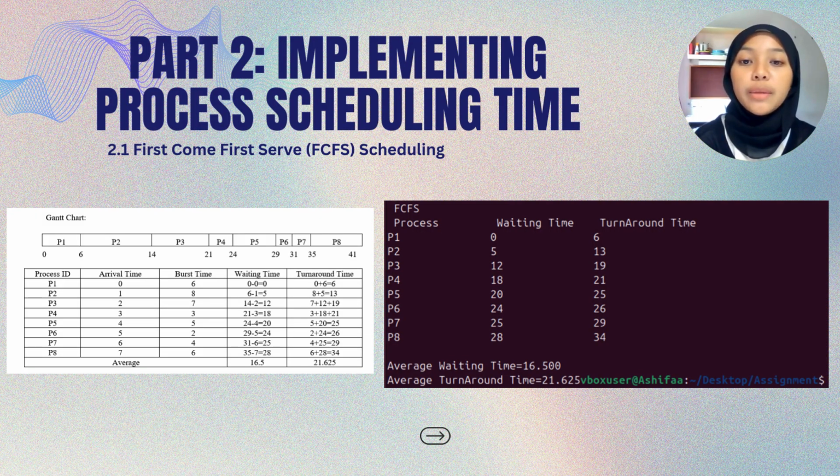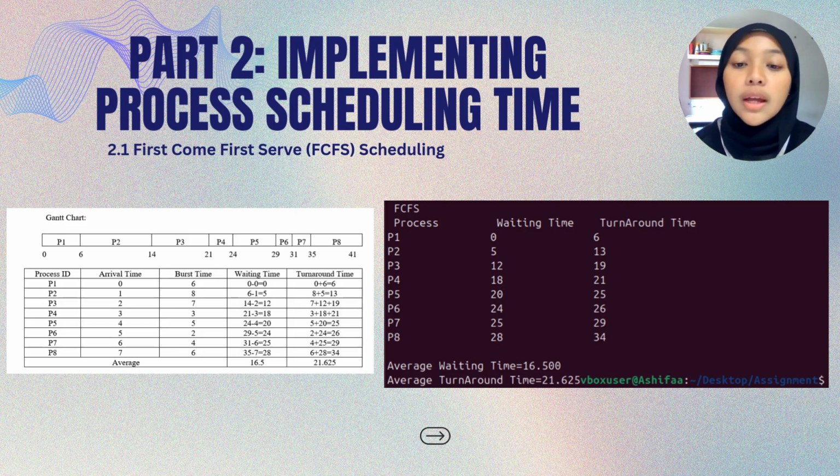For this slide, we implement the first come first served scheduling algorithm. Based on the Gantt chart, we can see that processes are executed strictly according to their arrival time, starting from P1 until P8 without any interruption. This means once a process starts, it must finish before the next process can run.